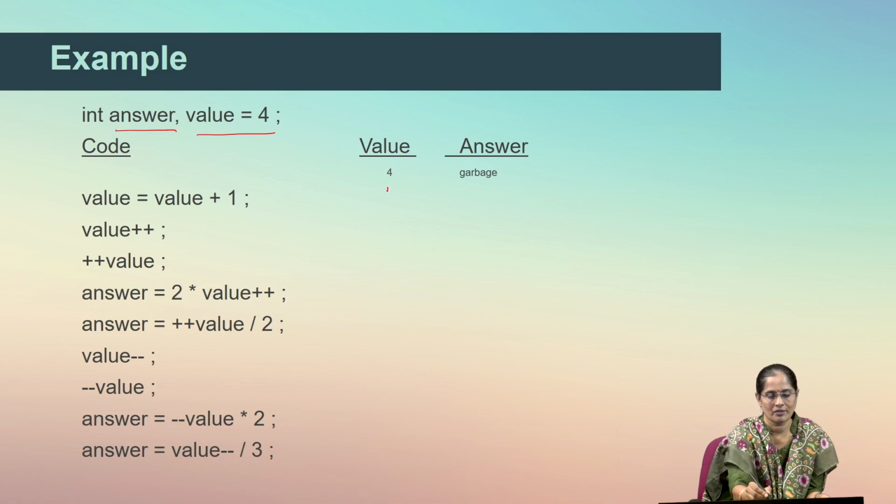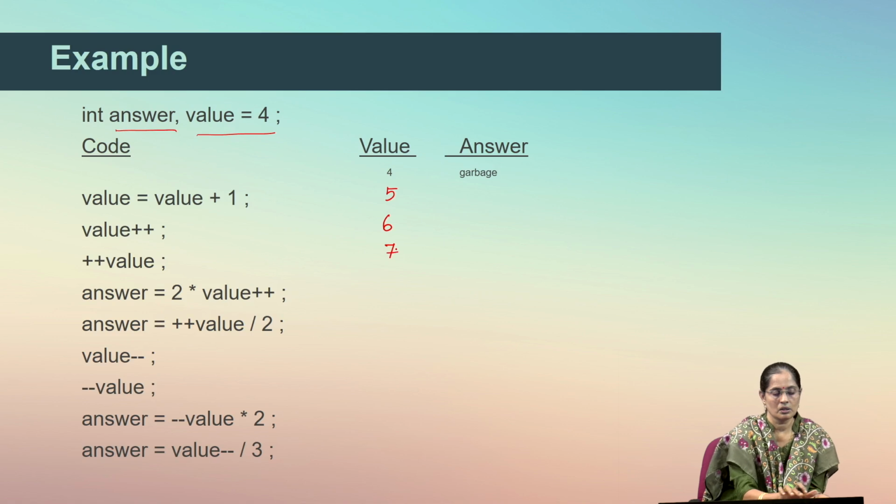So, it becomes 5 now, okay. And the garbage answer value variable remains garbage, and then we take value plus plus. So, we are substituting the value of the variable to be 5 now. So, 5 plus plus becomes 6, and after using the pre-increment operator, the value becomes 7 now.